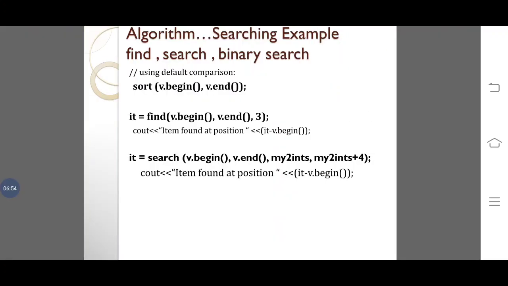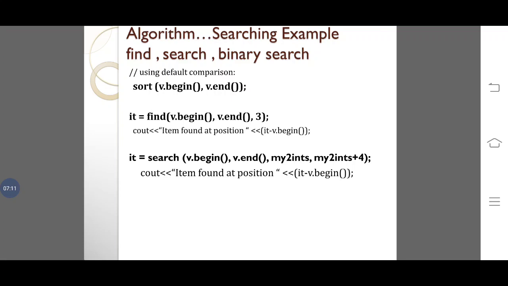So I am sorting my vector array, and then from v.begin() to v.end() I am searching for where 3 is found. So I am using find from begin to end, searching for the value 3. Then I am using the binary search function.